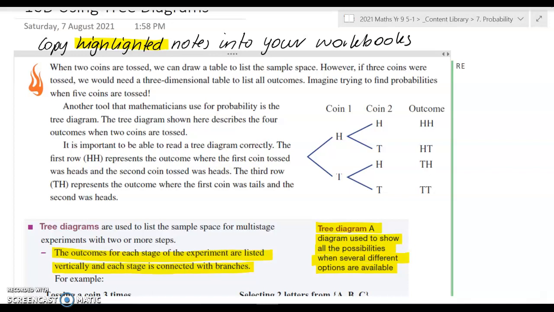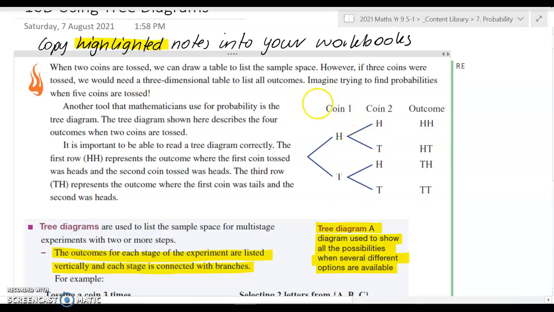Morning Year 9. This video is about tree diagrams. Tree diagrams are used in probability for displaying the outcomes of multi-stage events. So for example, if we have two or more events that are happening, then we can draw a tree diagram to represent all the outcomes.